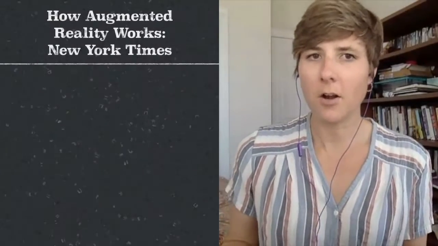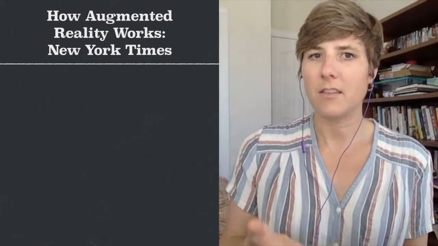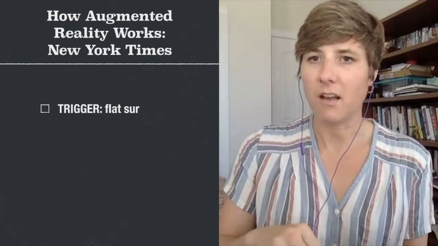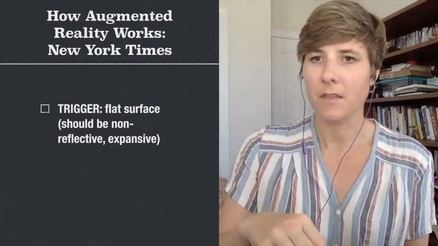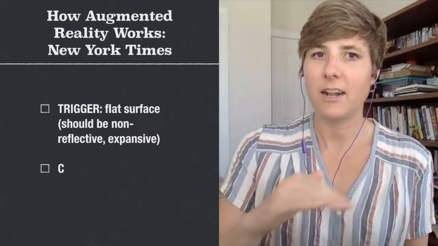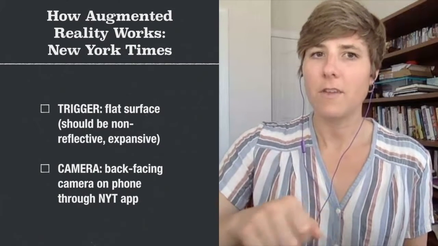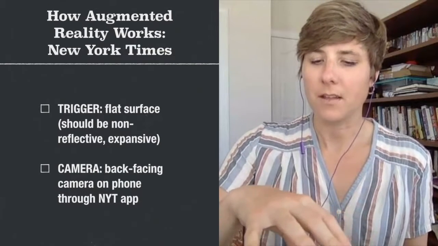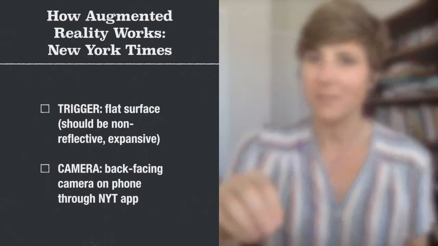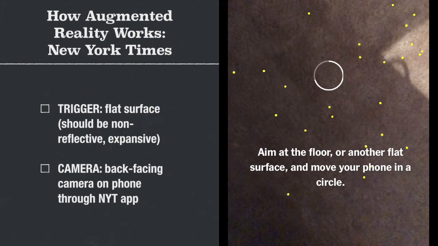In the New York Times articles, for them, the trigger is this flat surface. And you probably saw while trying to enact the augmented reality experiences that it's the flat surface, and moving your phone around to enact things, and those little yellow dots, right, which is what the computer's using to map and understand the surface and then present the image, right?